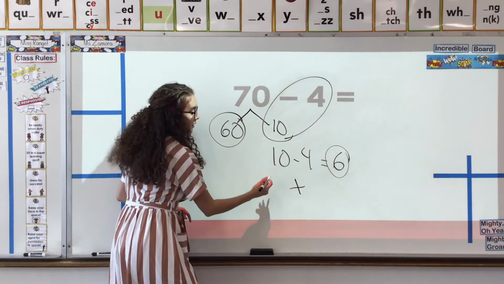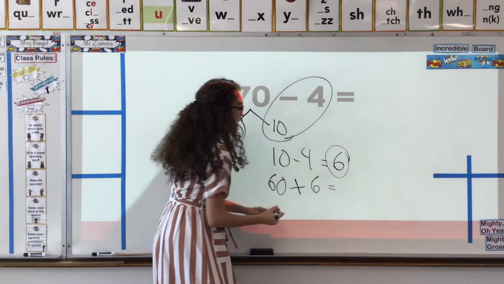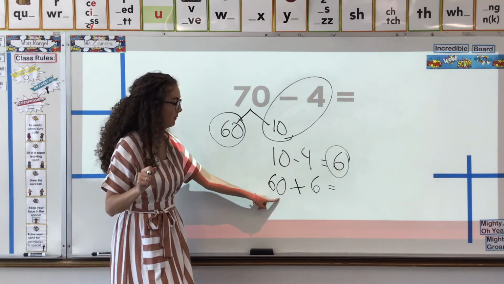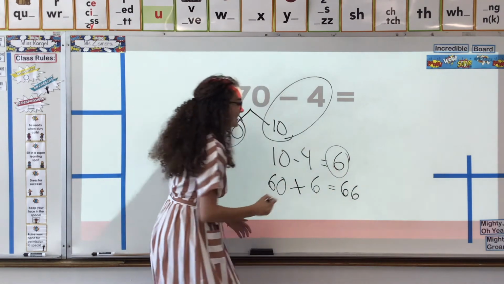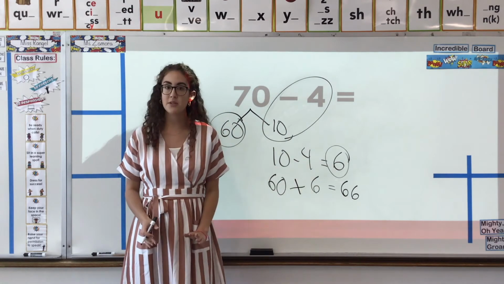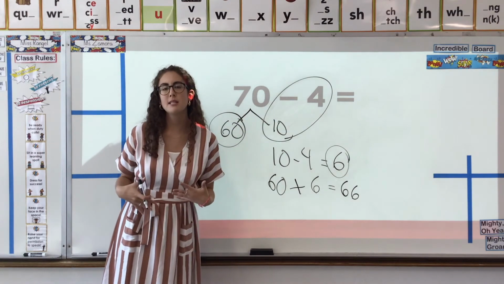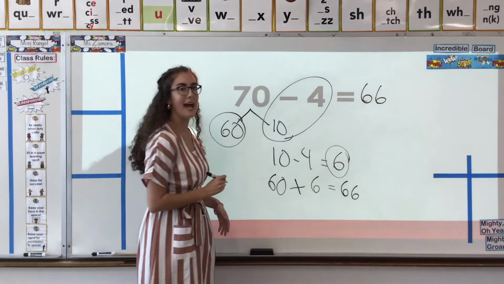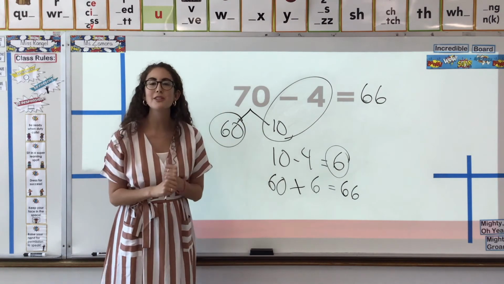So can you write that out? We have 60 plus 6 equals a 10 plus fact. You can solve this. Is 66. Good job. So, if 60 plus 6 equals 66, what is 70 minus 4? What's 70 minus 4? It is 66 as well. These two equations are equal, and we just showed how.